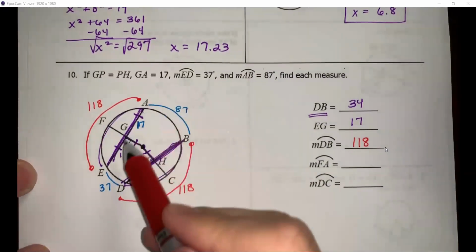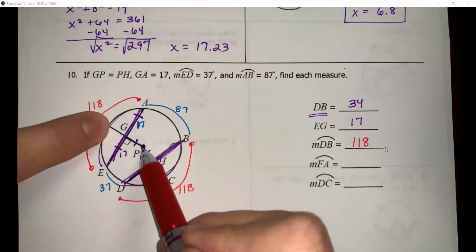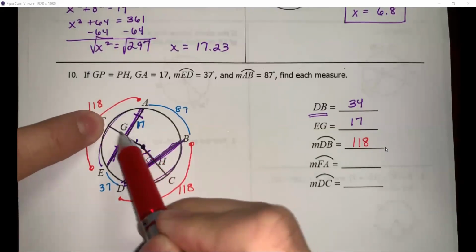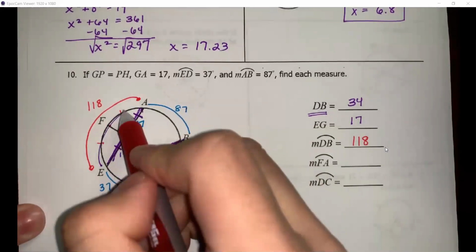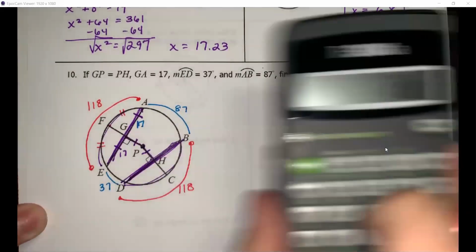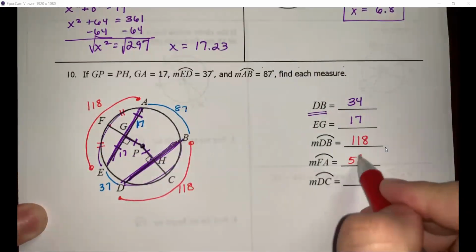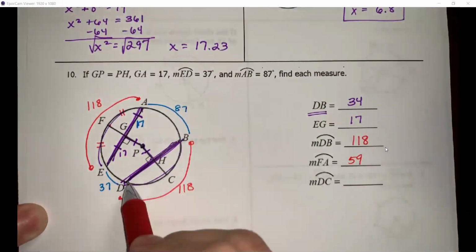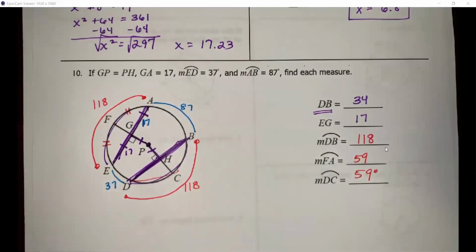All right, so now I want to know FA. And again, the perpendicular distance from the radius that cuts through the chord and touches the arc means that these 2 arcs are going to be the same. So FA is just going to be half of 118. I'll divide that by 2, and I get 59 degrees. And then DC, well, it's the same case over here, 59 degrees.